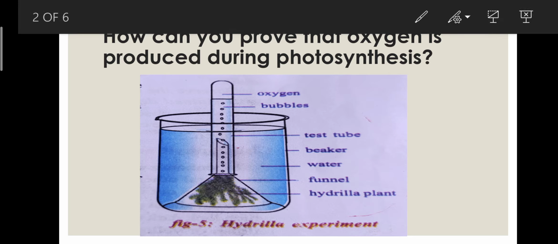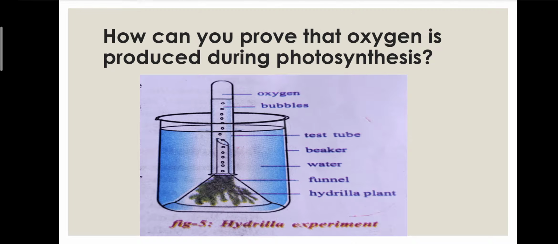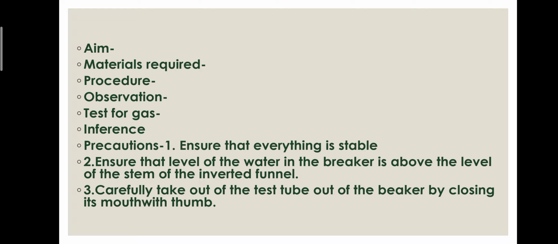Today our topic is questions from experiment. So it's the direct question. How can you prove that oxygen is produced during photosynthesis? So it is a direct question. For this question you have to draw the diagram and label the parts, as well as write the procedure like this. What is the aim and materials required, procedure, observation, test for gas, inference, precautions, all these things you have to write in your examination.